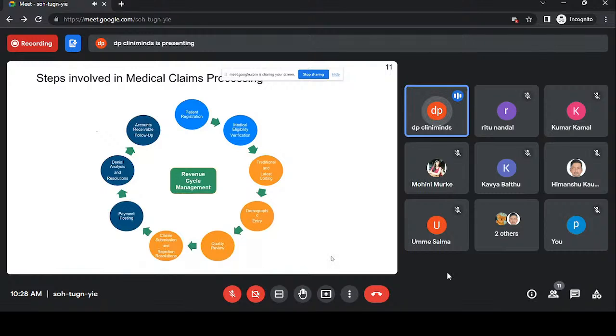So again, this can be a recap of the last slide, but it's the steps involved in medical claim processing: patient registration, patient eligibility verification. So simple steps which are involved in getting admitted and finally getting claims.